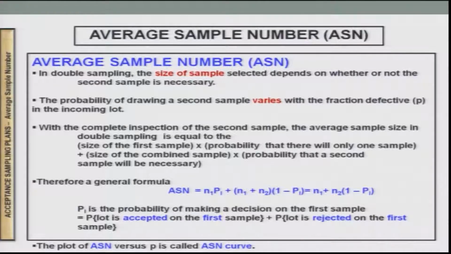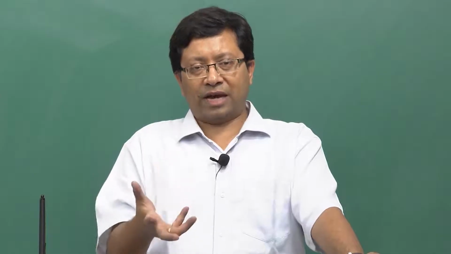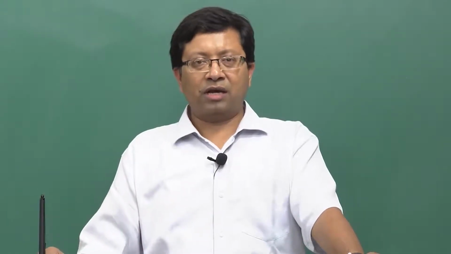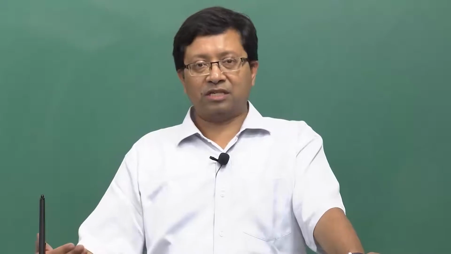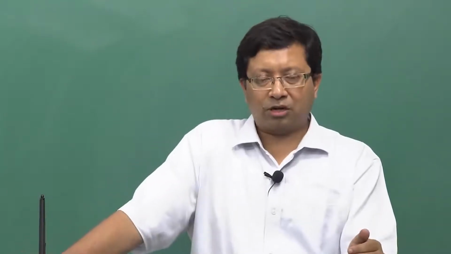So, the average sample size, which is ASN. In double sampling, the size of the sample selected depends on whether or not the second sampling is necessary, which is true, because if I pick up a small sample of size n from the lot, and if C is fixed, which is the number of defects permissible, and the number of actual defects D1 is less than C, obviously you accept that lot.